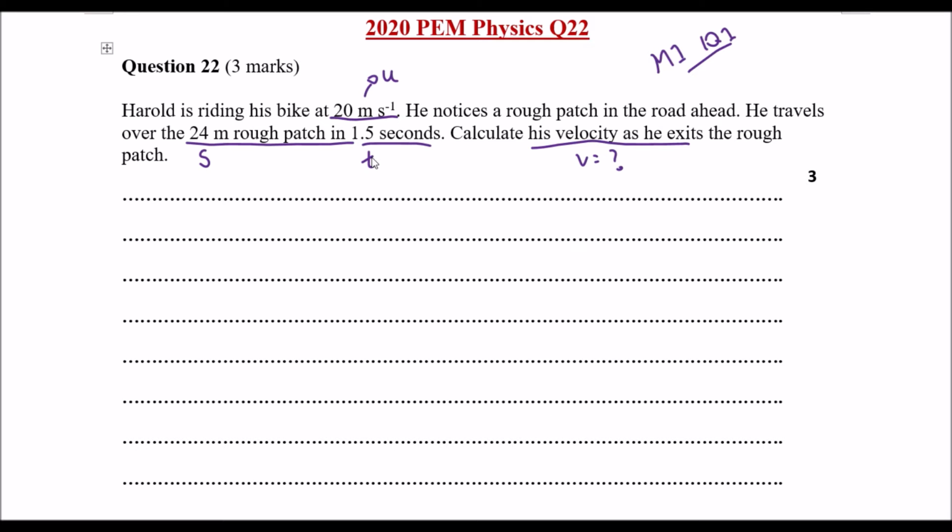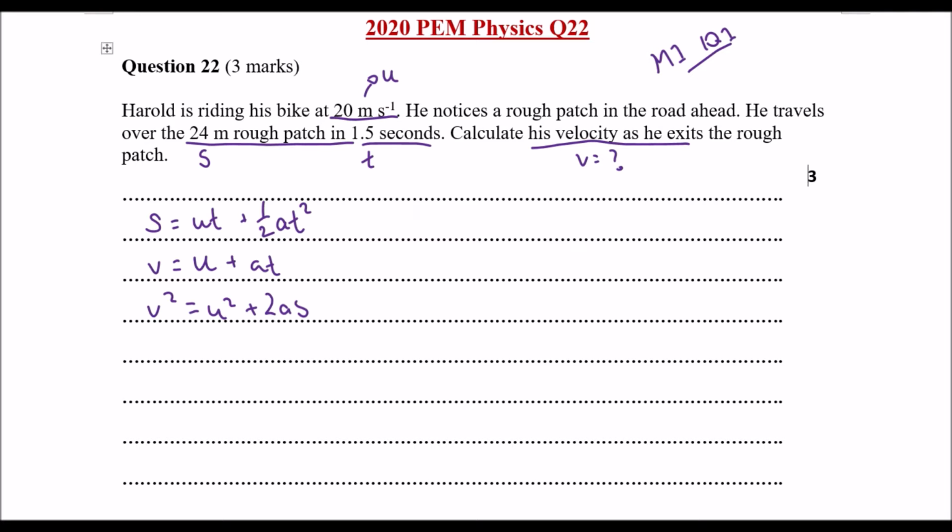So let's have a look at the equations we can use. Three equations you could potentially use. We have s equals ut plus half at squared. We have final velocity equals u plus at, and then the last one, v squared equals u squared plus 2as. So let's have a look which one of these three would be the most appropriate for this question here.